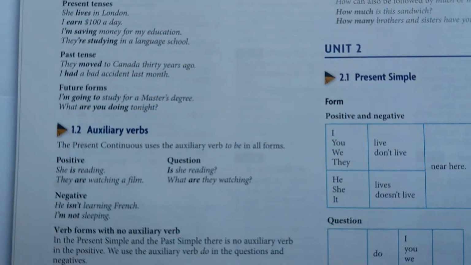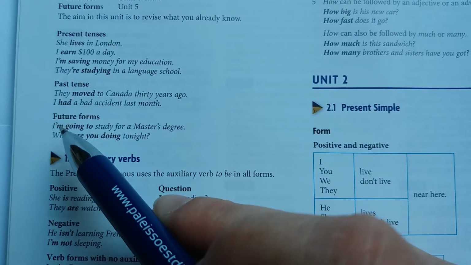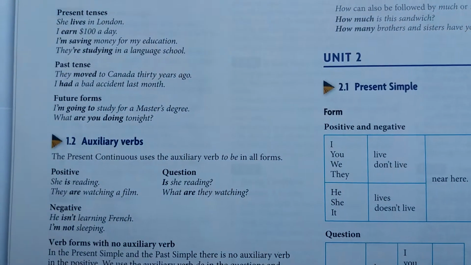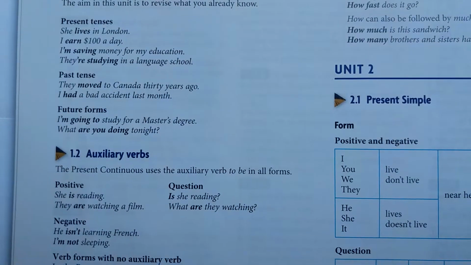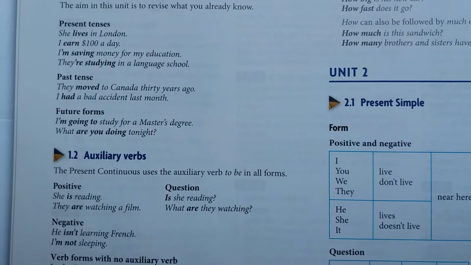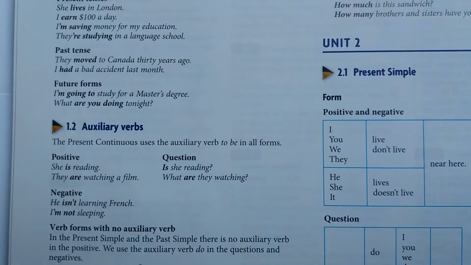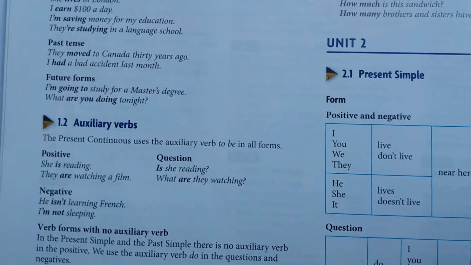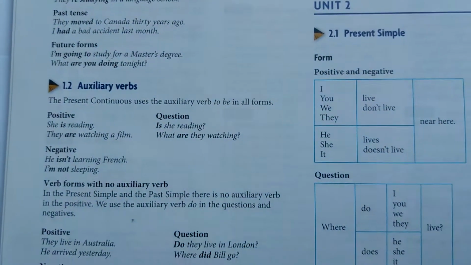Now the future form, you form the future form by using a form of the verb to be. So am, are, or is, plus going to plus the verb. So I am going to study for a master's degree, or what are you doing tonight? What are you going to do tonight? It's all about the future. And so it's a reference to something that's going to happen in the future. So you use going to for that plus a form of the verb to be.